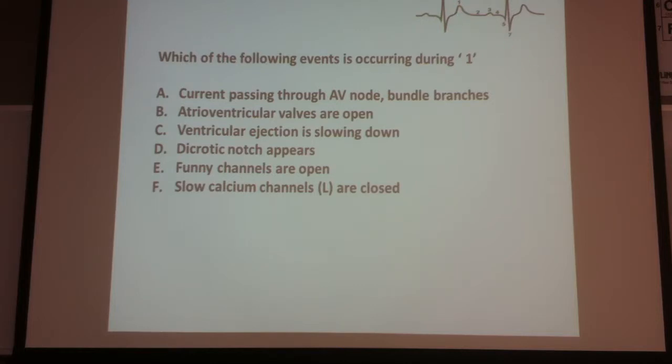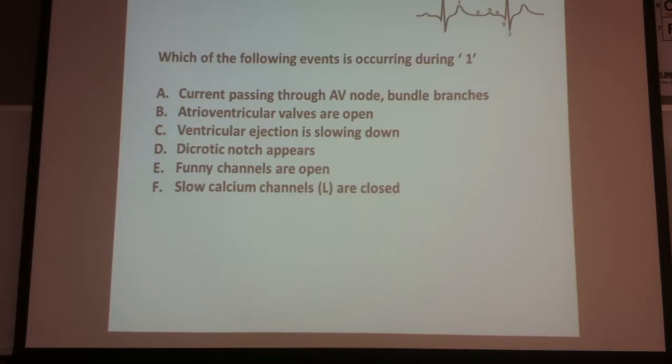So if we relate that to this, about approximately where would we see that? The isovolumetric, right at the end of ejection. Beginning of isovolumetric relaxation. Yeah, okay? So right at the end of ejection. Current is passing through the AV node or bundle branches. Of the T wave? No. We already said that's going to be in the PQ-PR interval, so that would not be it.